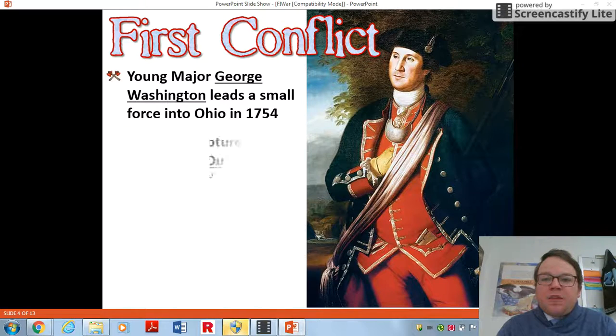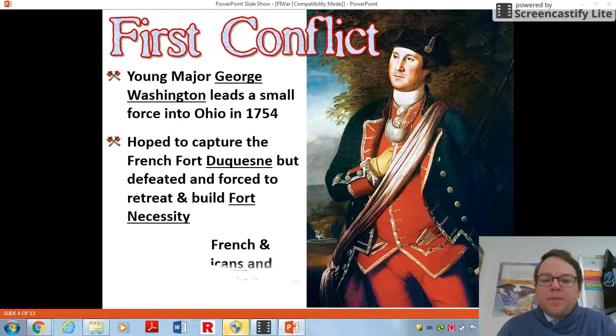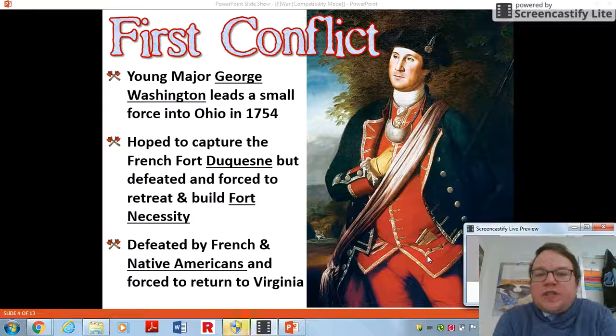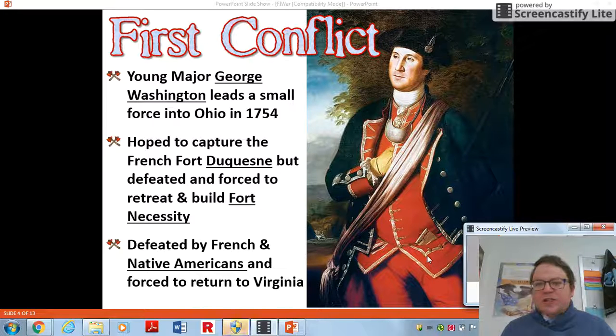Our first conflicts. This guy should look pretty familiar to you, much younger than we're used to seeing. The colony of Virginia is going to send George Washington into Ohio in 1754. Basically, his job is to get the French out of the forts. Well, he doesn't have a lot of experience. He's not given a lot of troops. He hopes to capture Fort Duquesne, but he's defeated.